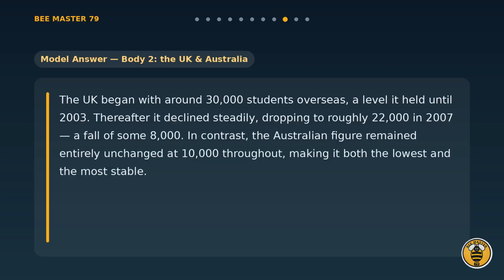The UK began with around 30,000 students overseas, a level it held until 2003. Thereafter it declined steadily, dropping to roughly 22,000 in 2007, a fall of some 8,000. In contrast, the Australian figure remained entirely unchanged at 10,000 throughout, making it both the lowest and the most stable.